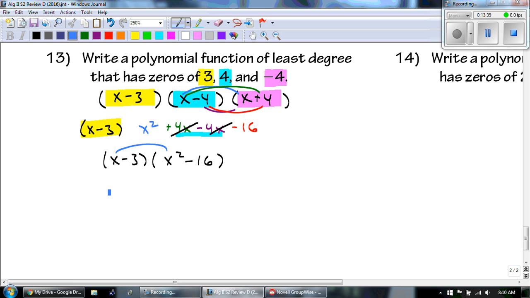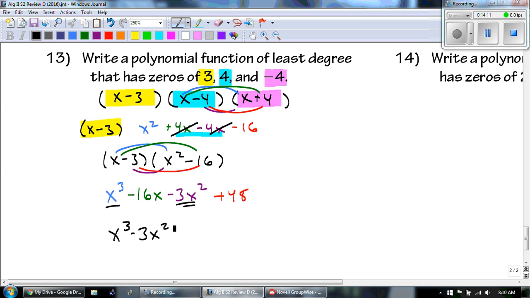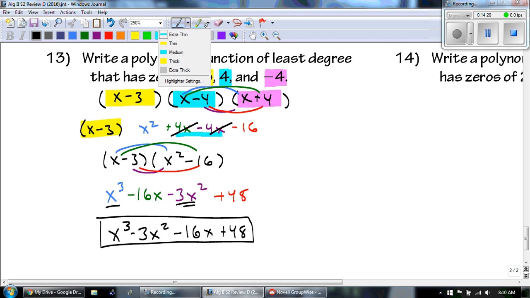Okay? x times x is x cubed. x times -16 is -16x. -3 times x squared is a -3x squared. And then -3 times -16 is +48. Now, I don't have any like terms, but I do need to write these in order. So the x cubed comes out front, then the -3x squared, and then -16x plus 48 because we want our final answer in standard form.